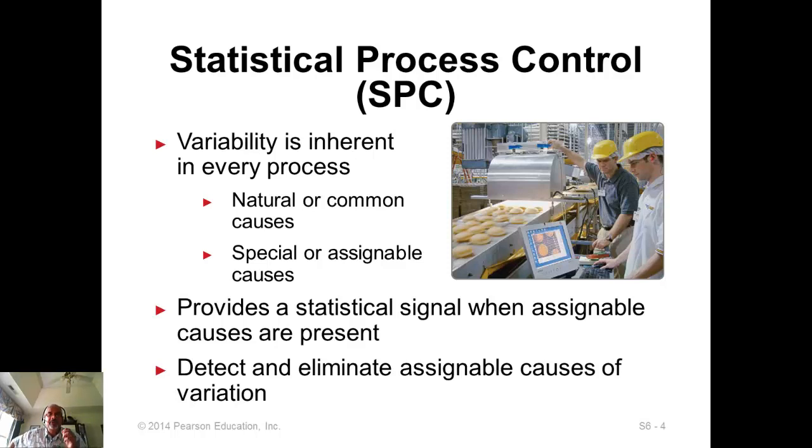For example, if you're talking about a cereal manufacturing company, they put cereal in cereal boxes that are supposed to weigh 16 ounces, then you're not going to have exactly 16 ounces in each and every box that comes out of the filling machine. So there's going to be slight variability from box to box. Now that is called natural or common causes variability, variability that is attributable to natural variations.